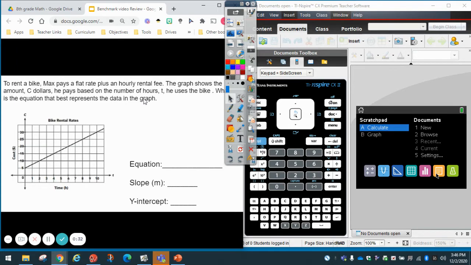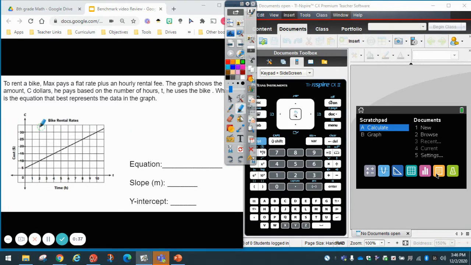So the first thing that we're going to do is go ahead and highlight the y-axis. And when I highlight the y-axis, we're going to look for the y-intercept. Remember that the y-intercept is the point where the black line touches the y-axis. So if I follow the black line, it touches at 5. So 5 is my y-intercept. That is my starting point.